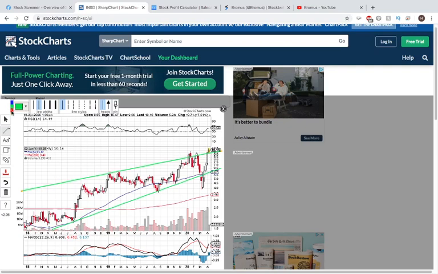Let me just draw that with a different color. There we go. So it needs to hold around this level as well in order for this to be a viable play. And we can see that it has pretty good volume action going on down here.